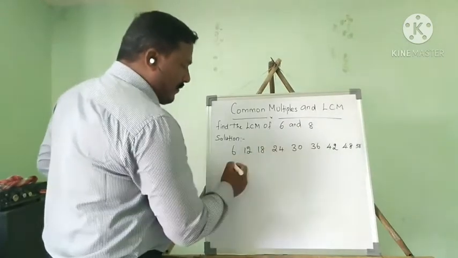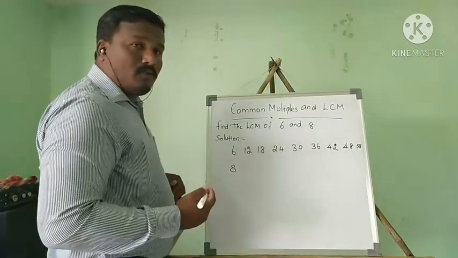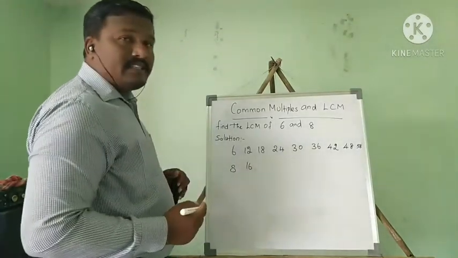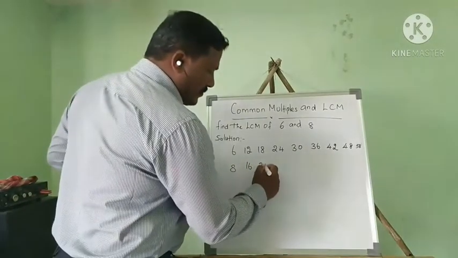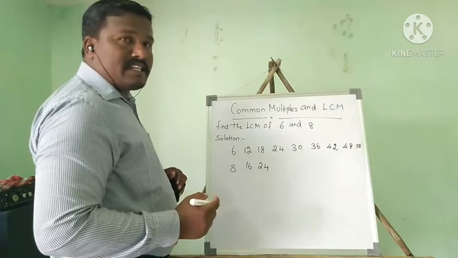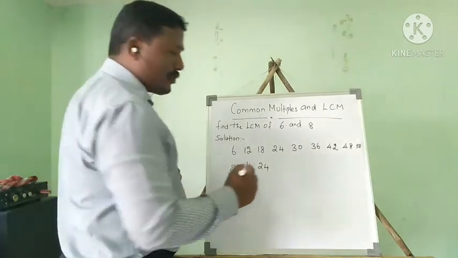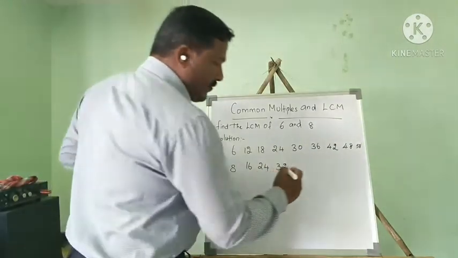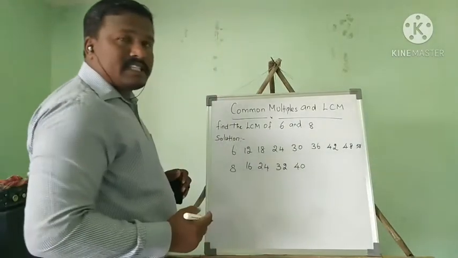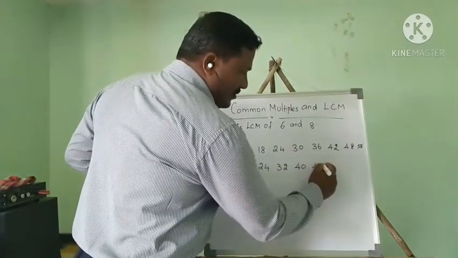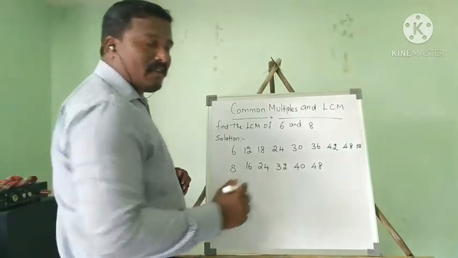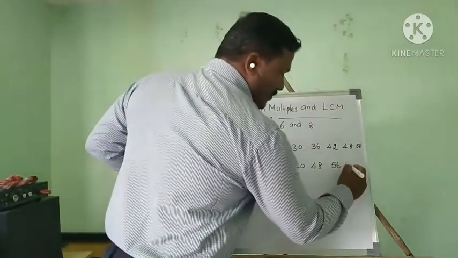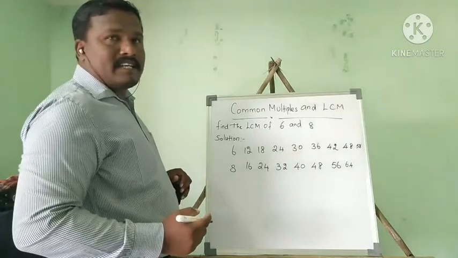Now I am going to find out the multiples of 8. So 1 8 is 8, 2 8s are 16, 3 8s are 24, 4 8s are 32, 5 8s are 40, 6 8s are 48, 7 8s are 56, 8 8s are 64, 9 8s are 72.